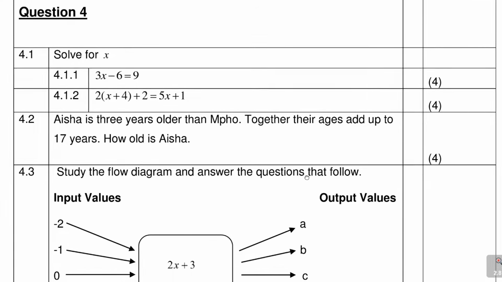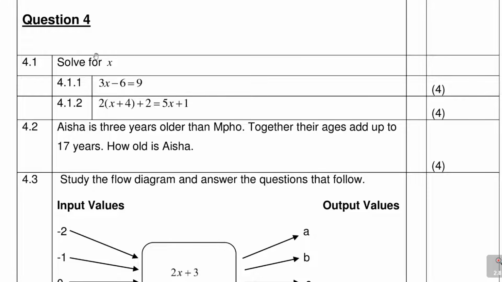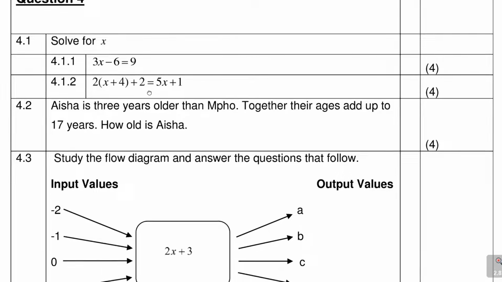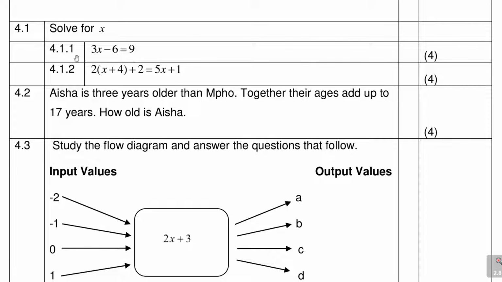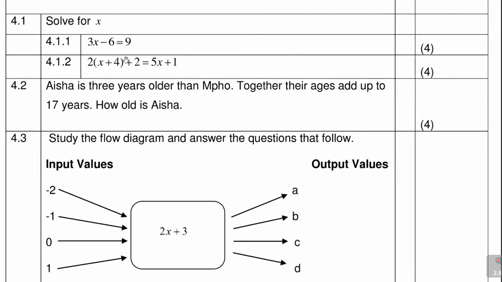So I'm not going to waste time here. Let's look at one of the questions. This was question 4. Don't worry with the numbering, but let's focus on the questions here. It says we need to solve for x. I'm gonna take it a bit slow, understanding that you are grade 8. We need to solve for x, and this is how many marks? This is 4 marks. Solving for x, 4 marks.